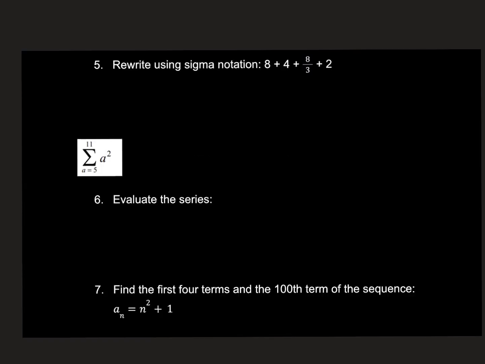Rewrite using sigmas. Now we're going backwards. They want you to write sigma notation. And let's see what's happening here. It's going 8, 4, 8 thirds, 2. Okay, and when I see one like this and it's got the fraction, basically it's a good idea to write them all as fractions to see what happened there. 8 thirds, 2 is really 6 thirds. That doesn't help a whole lot. But also 2 is 6 thirds.